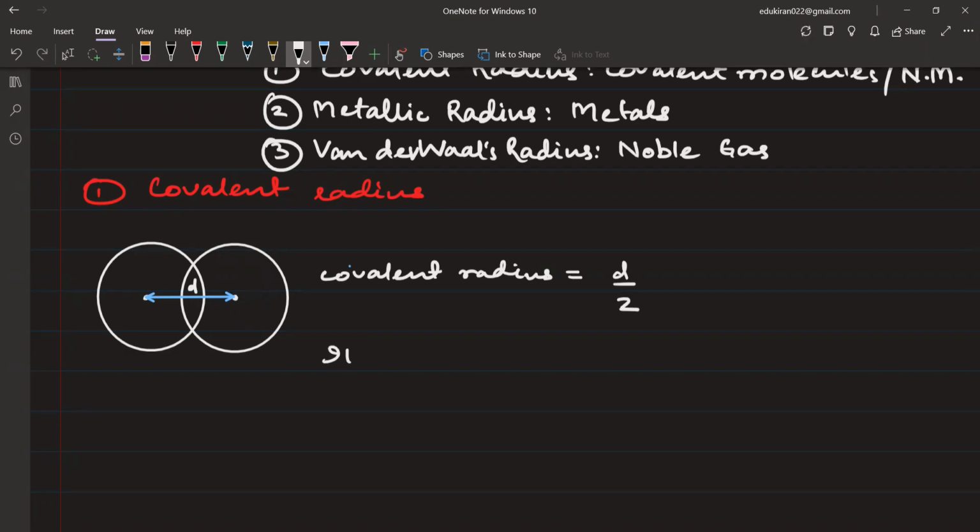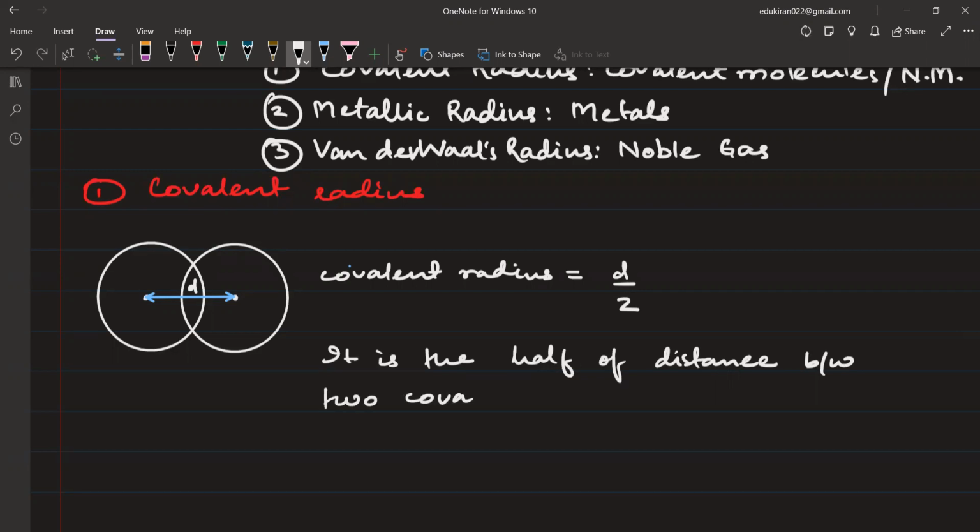It is the half of the distance between two covalently bonded atoms of the same element.